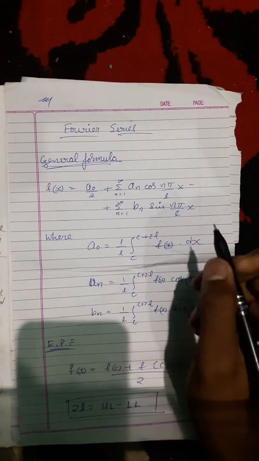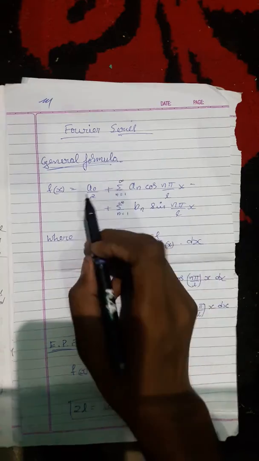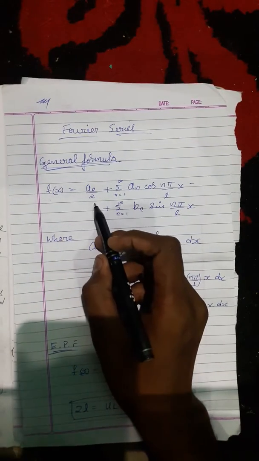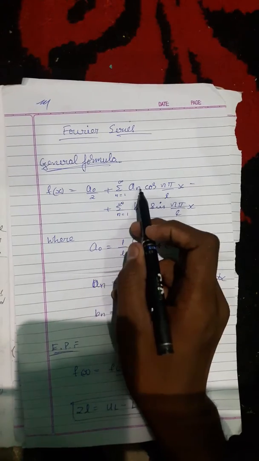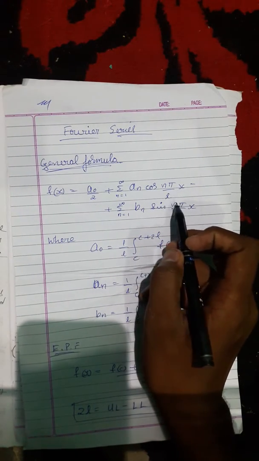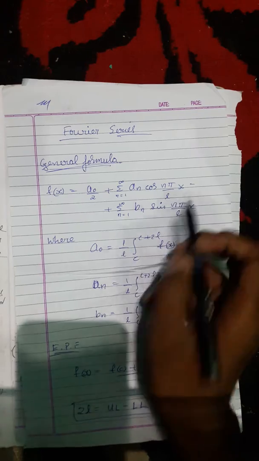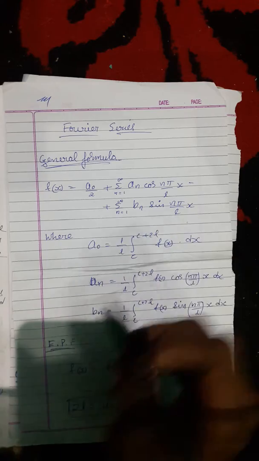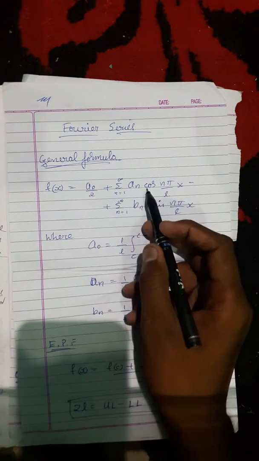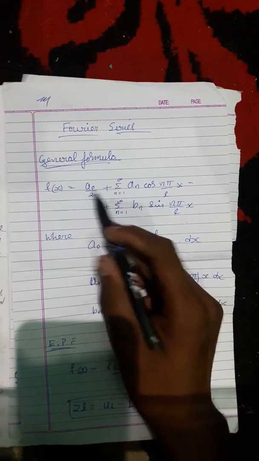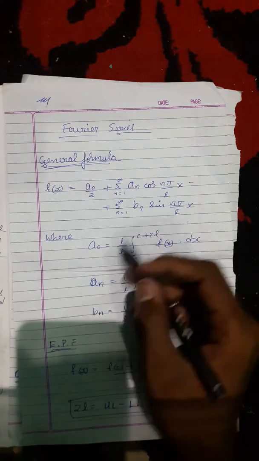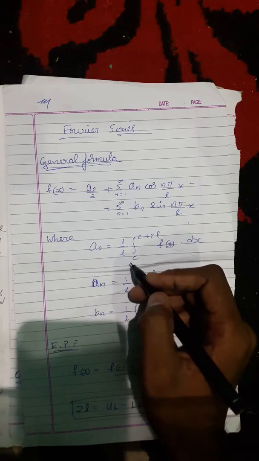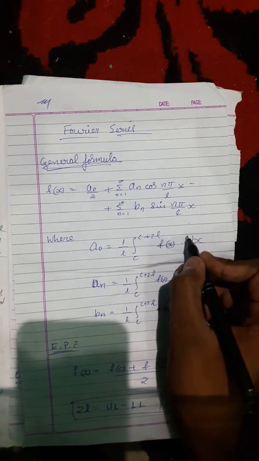This is regarding Fourier series, and the general formula for Fourier series is f of x is equal to a naught by 2 plus summation of an cos n pi x by l plus summation of bn sin n pi x by l. To find a naught, an and bn, we have to use these formulas. A naught is equal to 1 by l, and the limits are from c to c plus 2l, f of x dx.